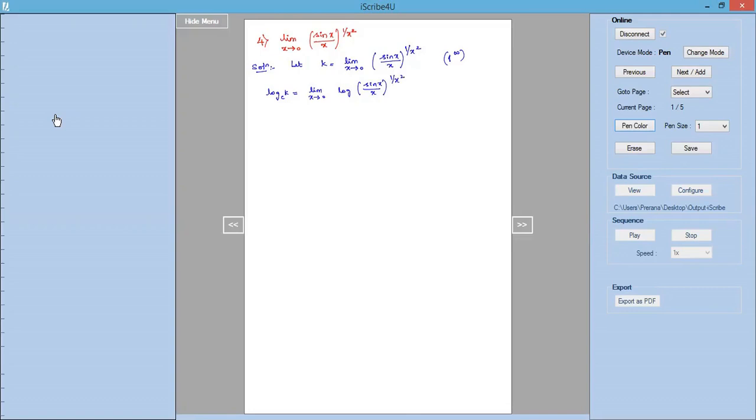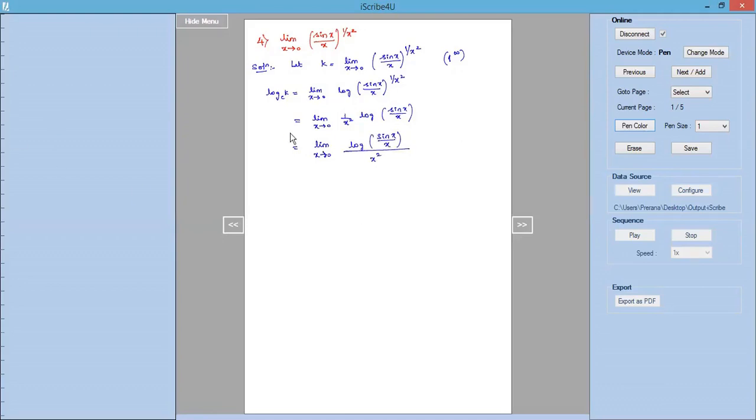So by the log m power n formula, n log m, this is limit as x tends to 0, 1 divided by x square into log of sin x by x, which is the same as writing limit as x tends to 0, log of sin x divided by x, the whole divided by x square.